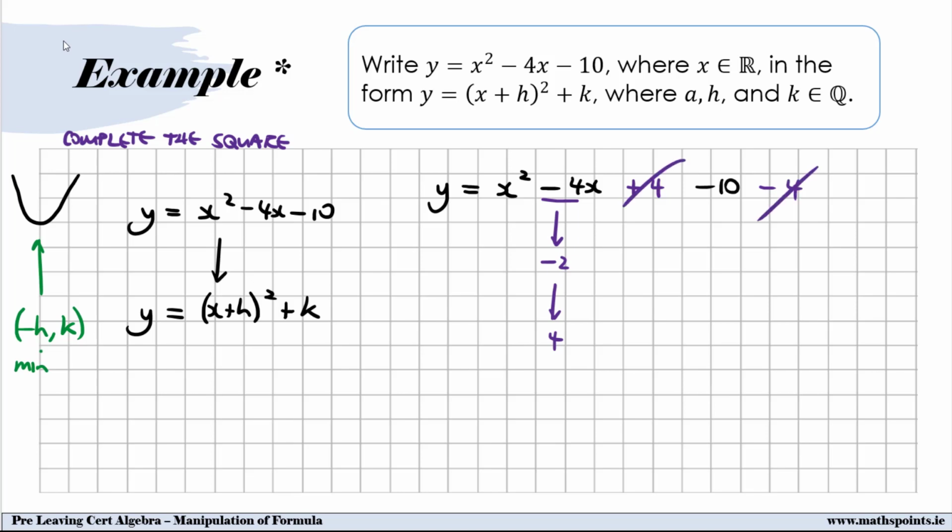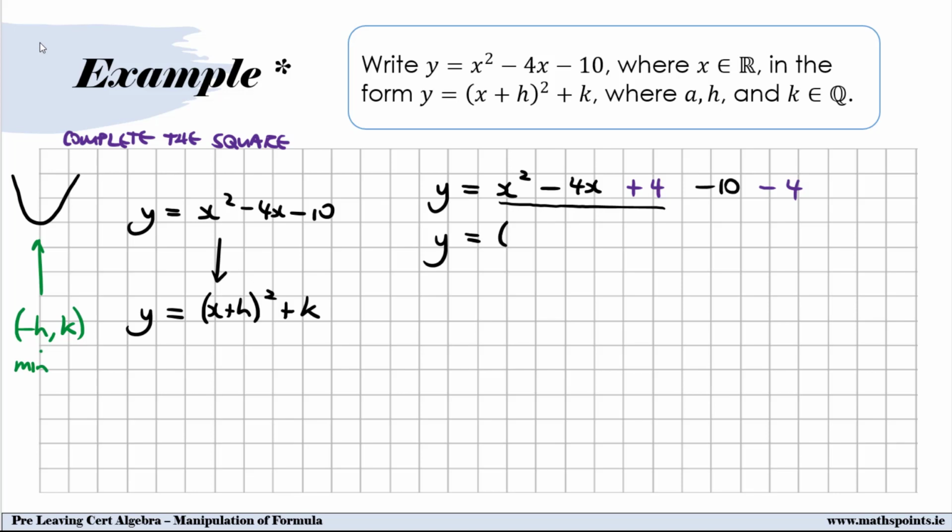Now, adding a 4 and subtracting a 4 isn't actually doing anything to the equation other than making it look different. The reason I do that is so that I have 3 terms here that I'll be able to factorize, and they'll give me a bracket squared. So let me show you what I mean by that.